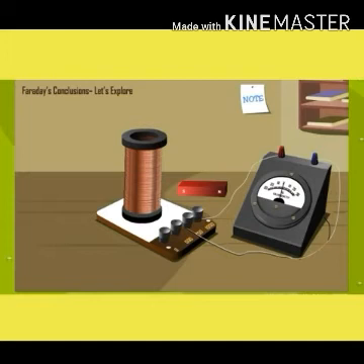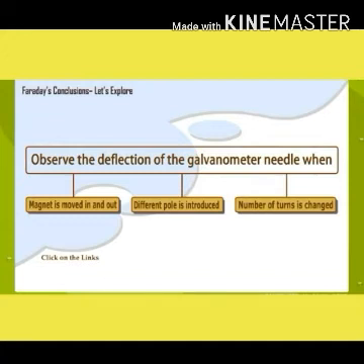Faraday arrived at a few conclusions by moving a bar magnet in and out of a coil of wire. Displayed here is a circular insulated wire with many turns connected to a galvanometer. Now students, observe the deflection of the galvanometer needle when the magnet is moved in and out of the coil. A different pole is introduced and the number of turns of the coil is changed.